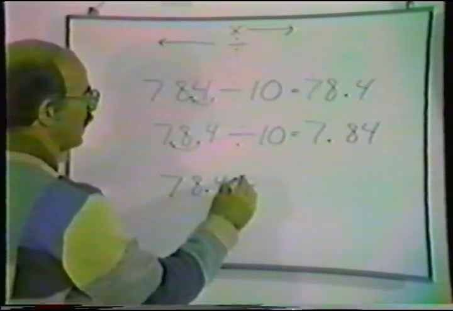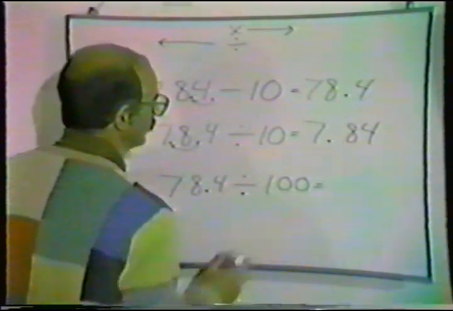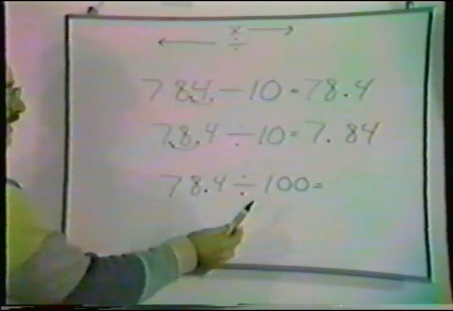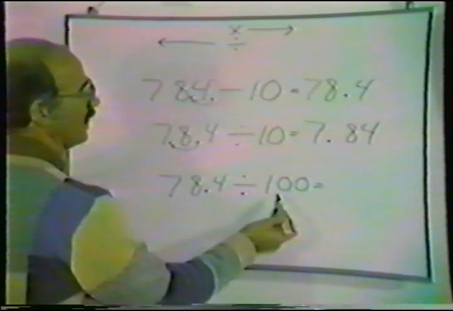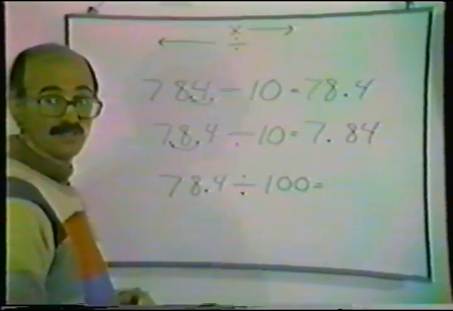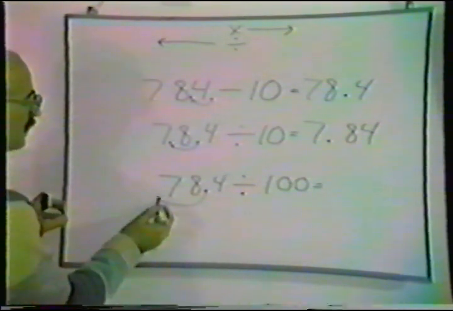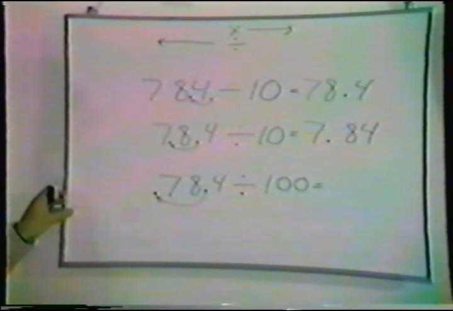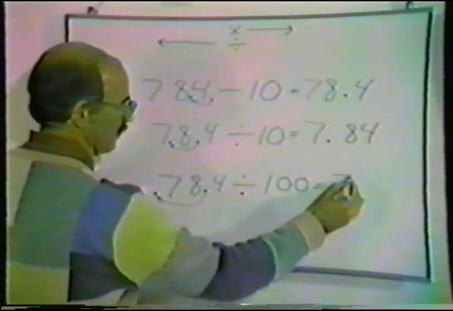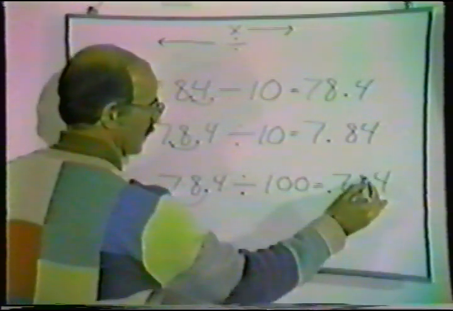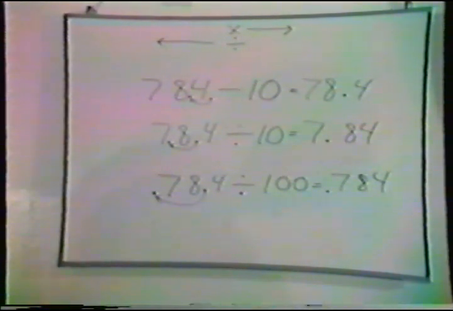78.4 divided by 100. We are dividing, so we move to the left. We are dividing by 100. How many places to the left? 2. 2 places to the left brings it right there. Please read me the answer. 784 thousandths. That's correct. 784 thousandths.